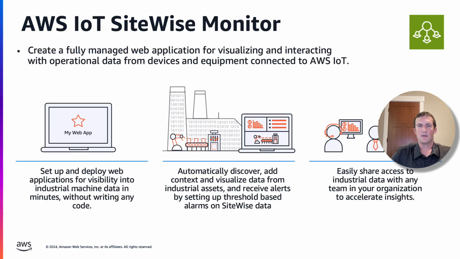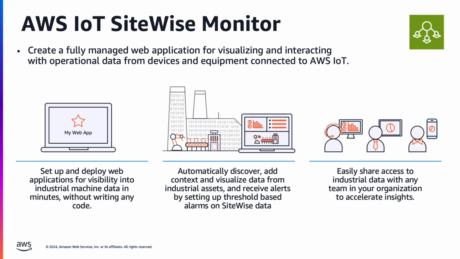AWS IoT SiteWise Monitor is the service that's going to allow us to create those visualizations. We can set up and deploy web applications for visibility into industrial machine and data within minutes without writing any code. You also have the ability to automatically discover and add context to these visualizations and receive alerts based on thresholds set up in SiteWise. And most importantly, you control who has access to this data and share it throughout your company.